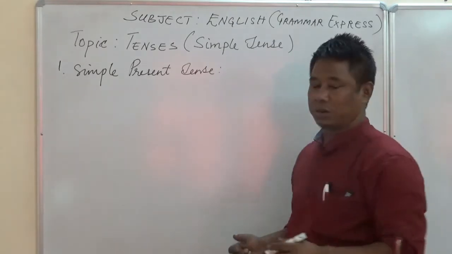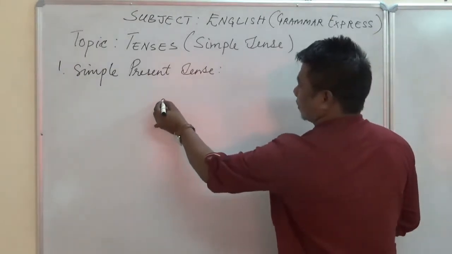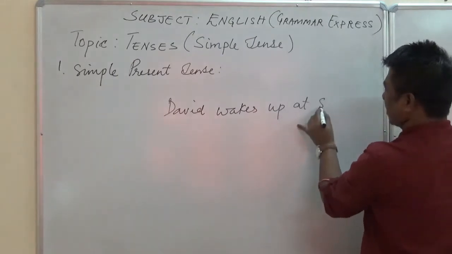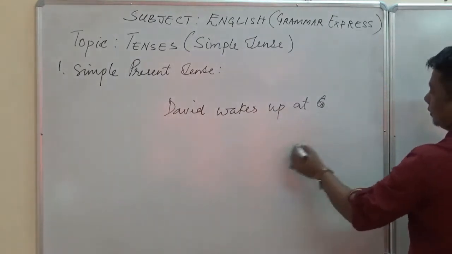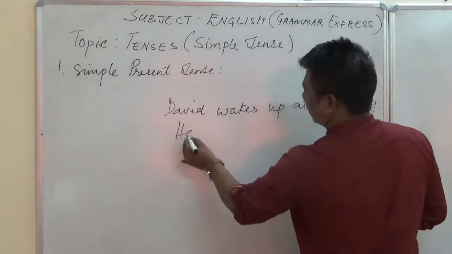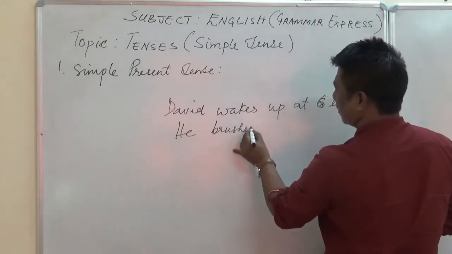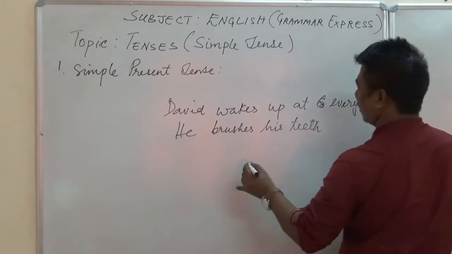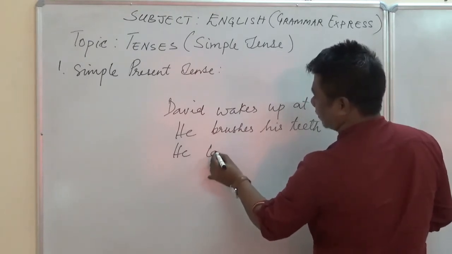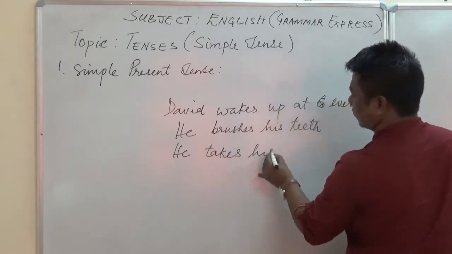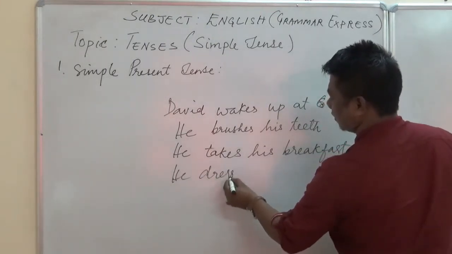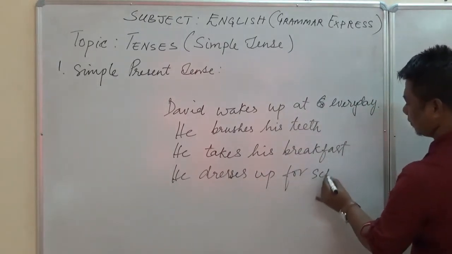For example, simple present tense for habitual actions. David wakes up at six every day. He brushes his teeth, he takes his breakfast. He dresses up for school. Okay.